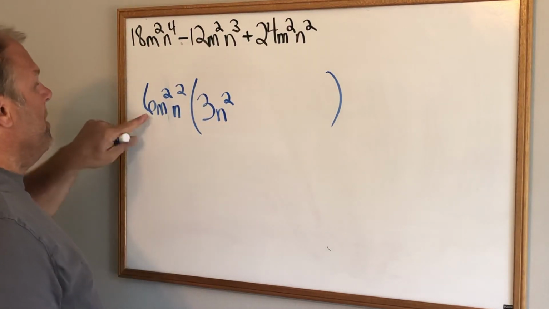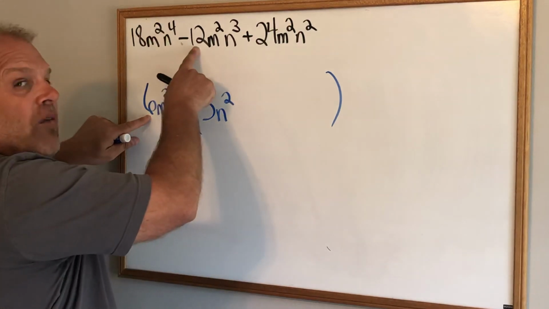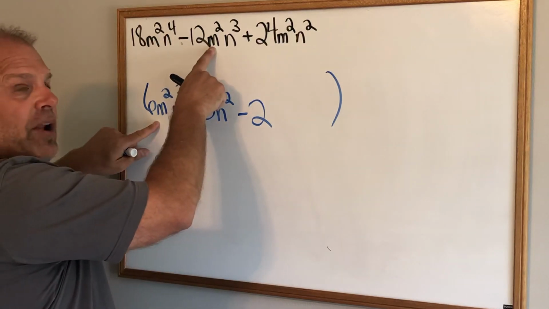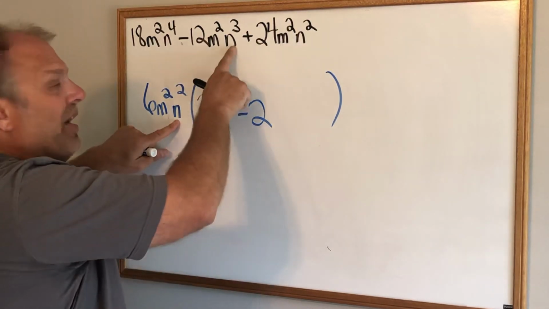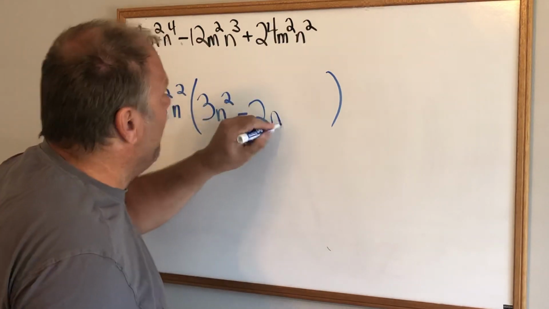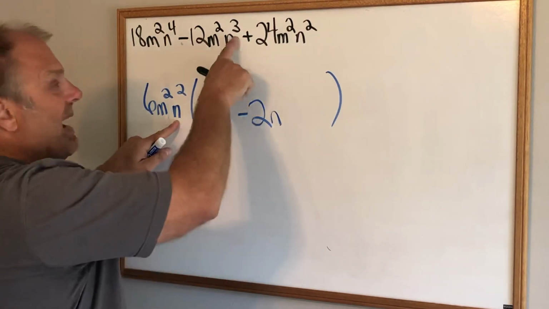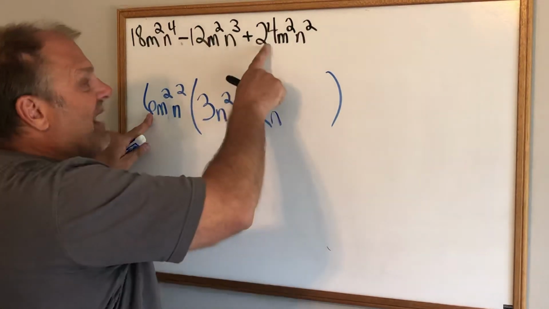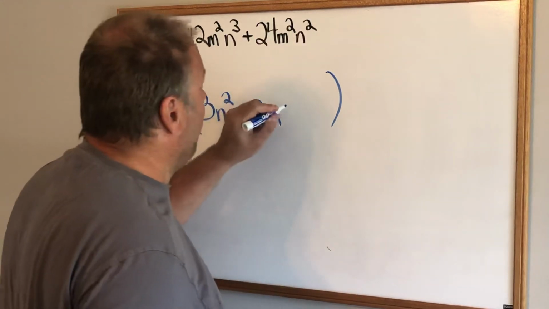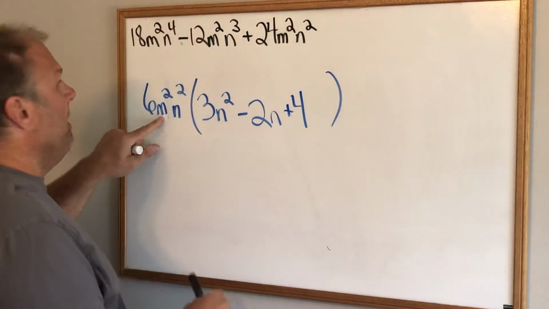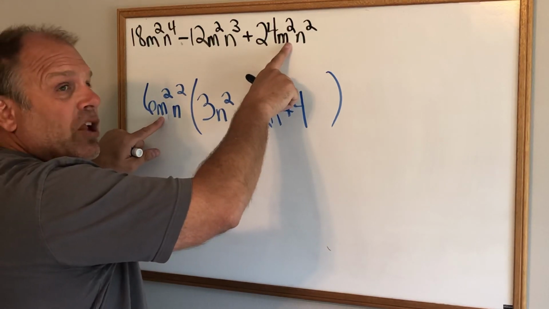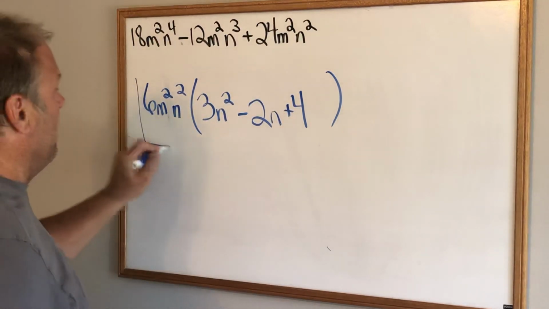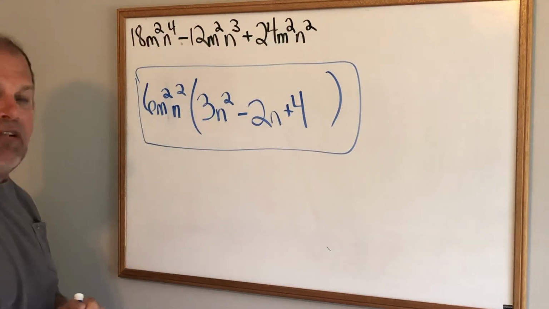Next term. What times 6 gets me negative 12? A negative 2. M squared, so I don't need any m's here. N squared to n cubed, I need an n. N squared times n will get me n cubed. Third term. What do I need to multiply 6 by to get 24? A 4, and it needs to be positive. M squared to m squared, I already have an m squared. N squared to n squared, that's good. Boom. There's your GCF factoring for that problem.